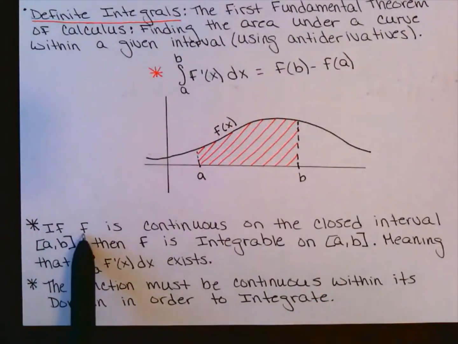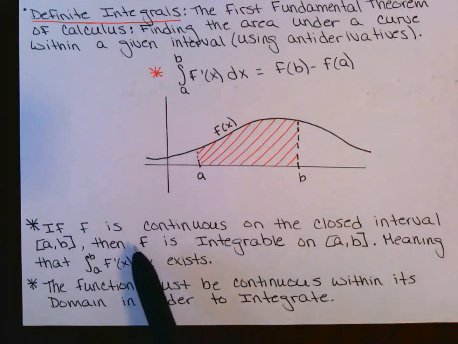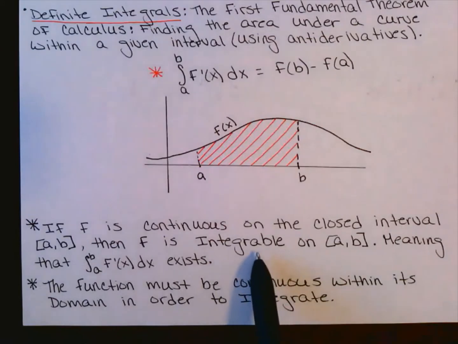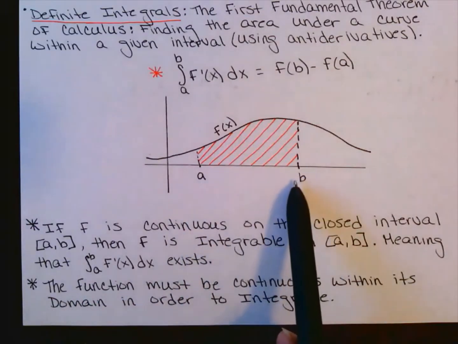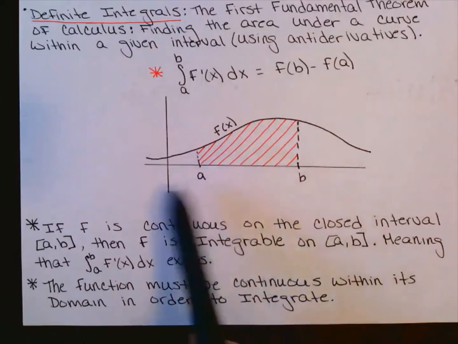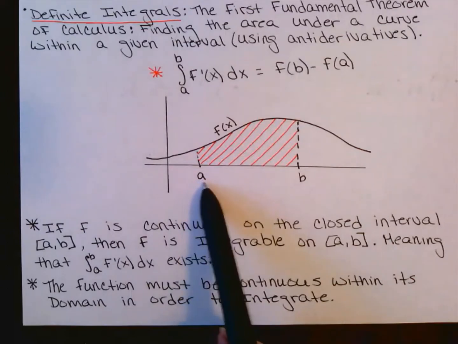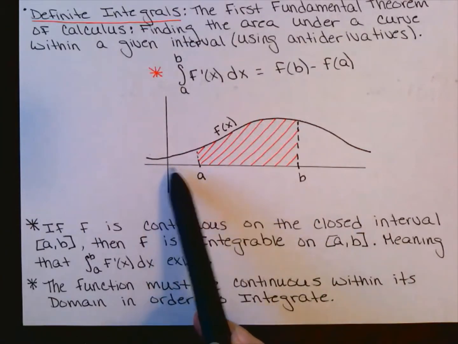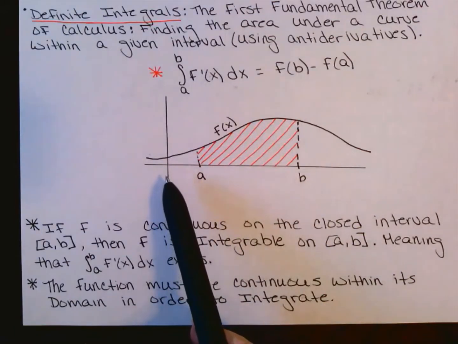The textbook says that if f, the function, is continuous on that closed interval from a to b, then f is integrable. It's a fancy word that just means you are able to do the integral. Meaning that it exists, finding that definite integral. In short, just make sure that the function is continuous between a and b. So if you have a function that, let's say in this scenario, has a discontinuity at 0, but the integral is asking you to look between 2 and 7, even though there is a discontinuity, you are allowed to continue because 2 to 7 does not include that discontinuity.